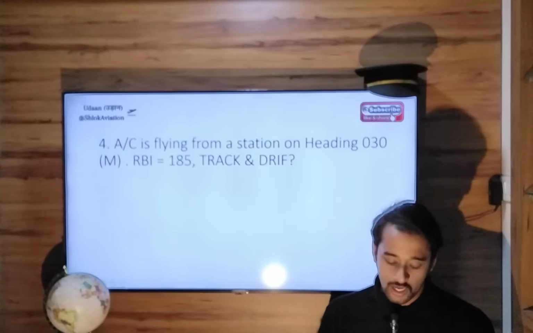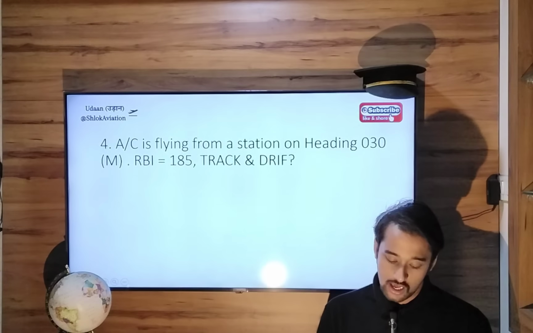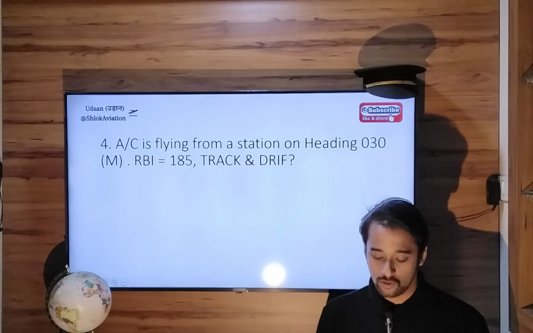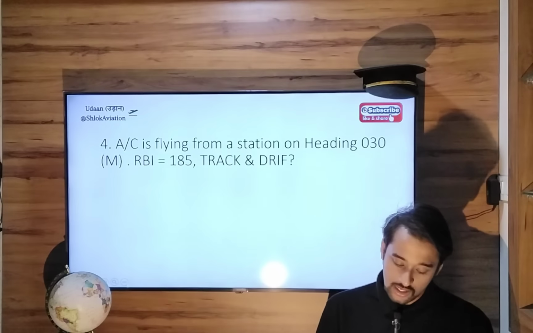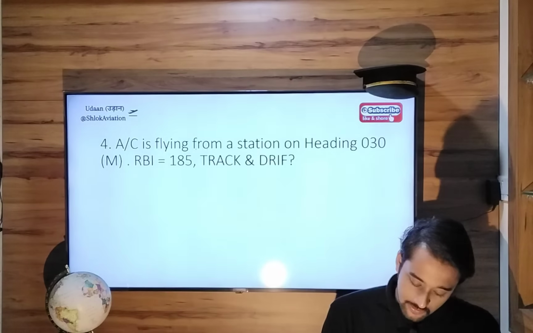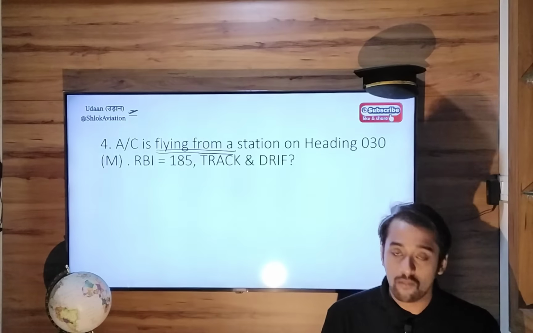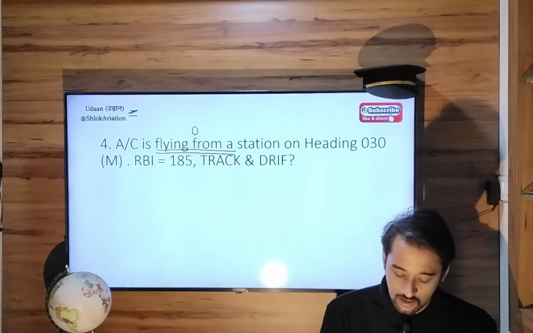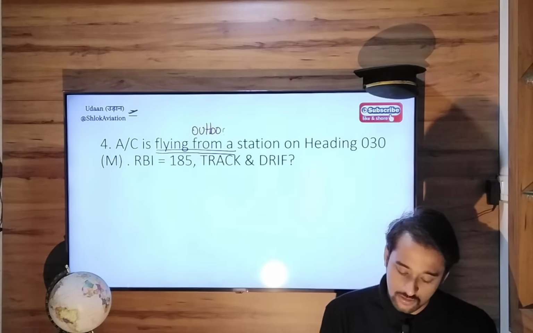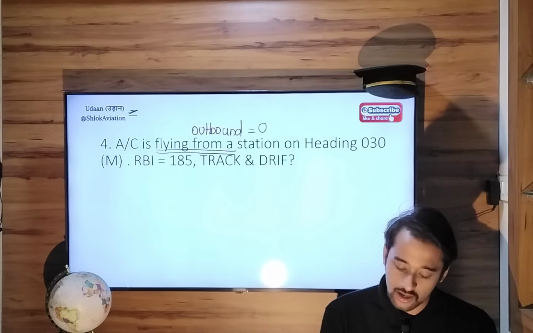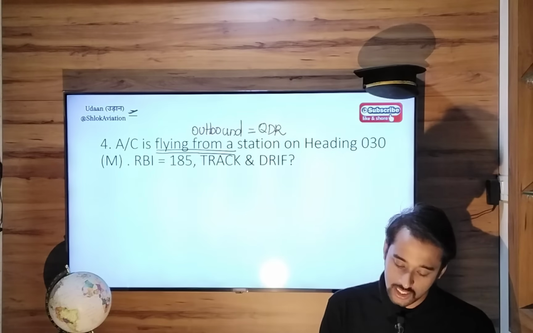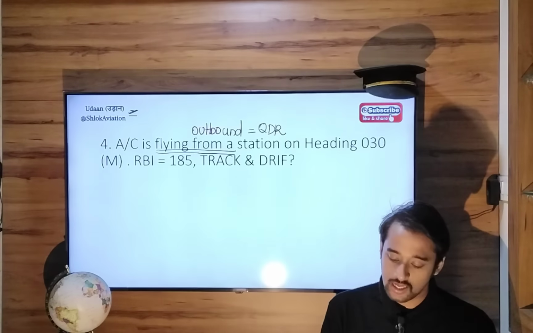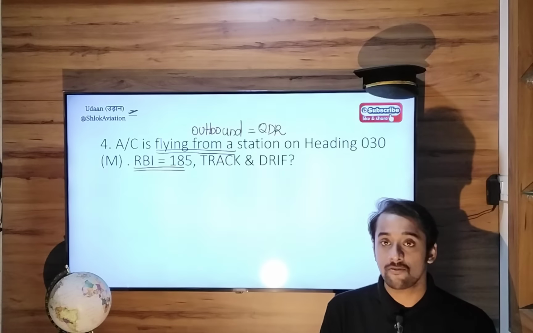Question 4. Aircraft is flying from a station on heading 030. Relative bearing is given to you. You have to find track and drift. So you are flying from a station. From means outbound, nothing but your QDR. So you're tracking away from the station on a heading of 030 and RBI 185.